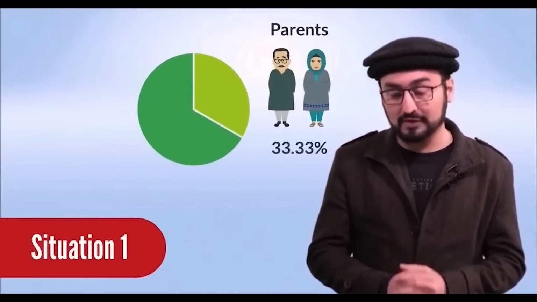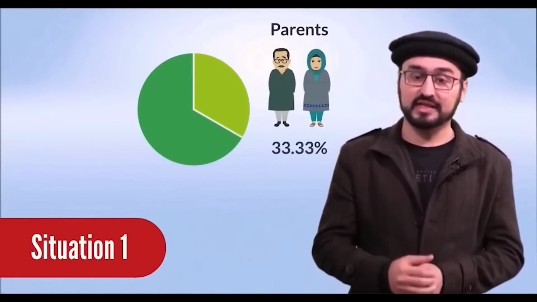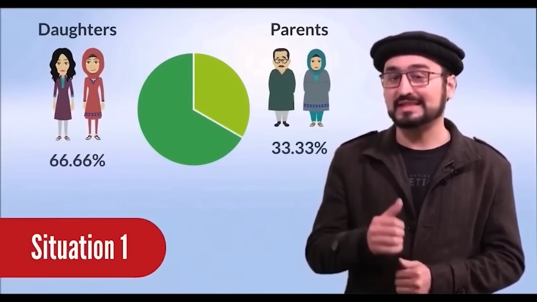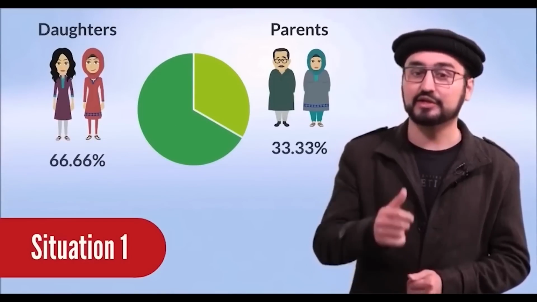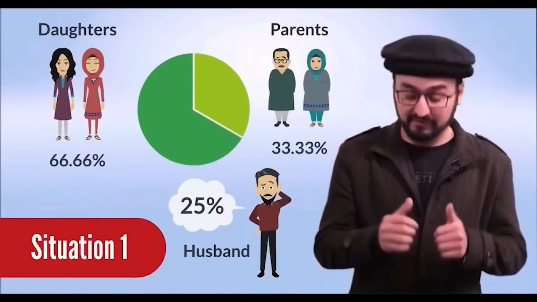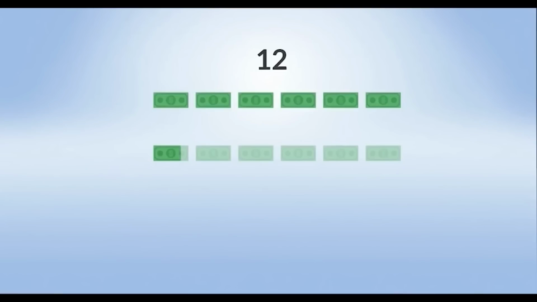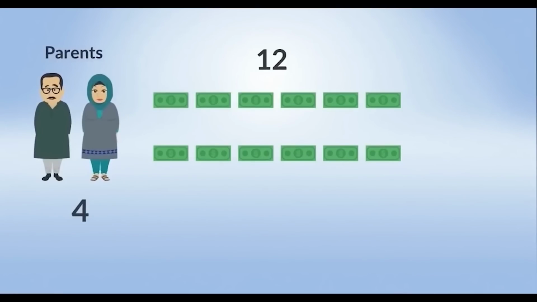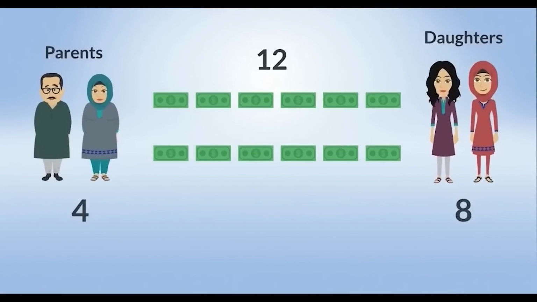We shall examine the same three scenarios and assess how the inheritance is to be divided among the heirs when the shares, as per the traditional scholars, cannot be allocated as prescribed. In the first scenario, the parents were to receive 1/3, 33.33%, and the daughters 2/3, 66.66%, while the husband was entitled to 1/4 or 25%. However, the total estate amounted to only 12 rupees. After giving rupees 4 to the parents and rupees 8 to the daughters, nothing remained for the husband. How then is the husband's rightful share to be given?